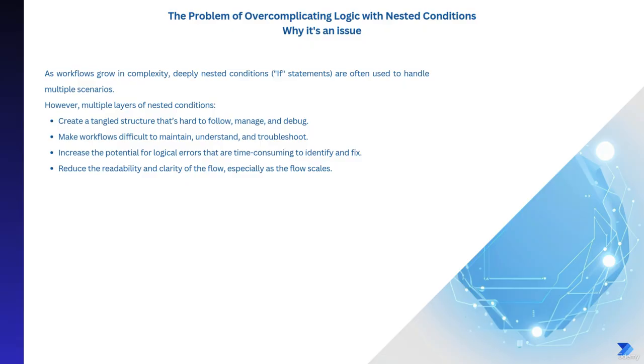Misplaced or incorrect conditions can easily result in logical errors that are time-consuming to identify and fix. Moreover, excessive nesting can also reduce the readability of your flow, making it challenging for others, or even yourself after some time, to quickly comprehend the flow's intent and functionality. This creates potential for inefficiencies and errors, especially as the flow scales.